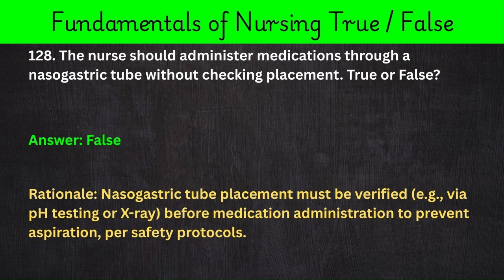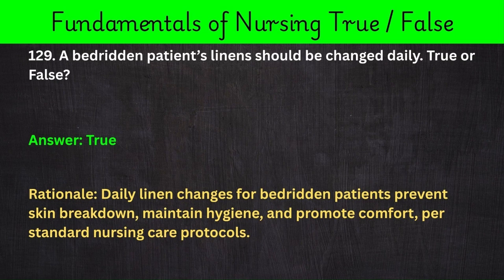128. The nurse should administer medications through a nasogastric tube without checking placement. True or false? Answer: False. Rationale: Nasogastric tube placement must be verified, e.g., via pH testing or X-ray, before medication administration to prevent aspiration, per safety protocols.